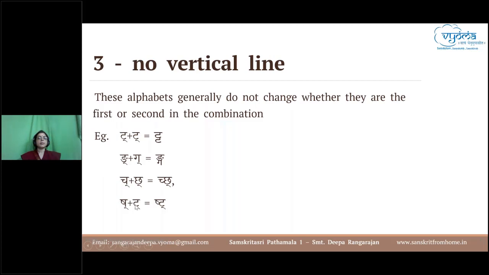Next is sh plus t. Here again, the first one has a vertical line which can be suppressed and it can be combined with the t. So it is sht. So in either case, whether it appears as the first consonant or as the second consonant, a consonant in this category, in most cases, does not undergo a change in shape.